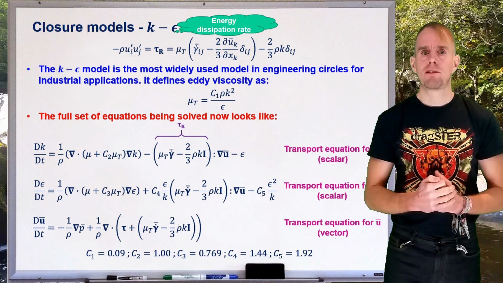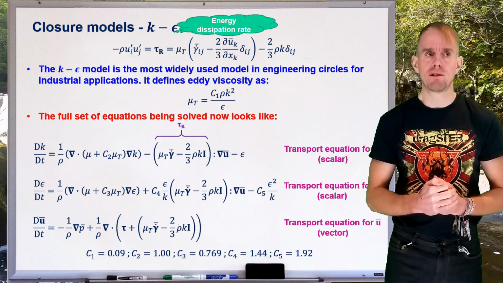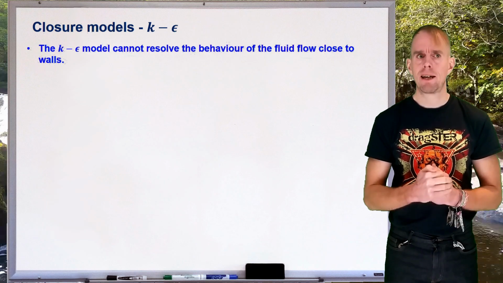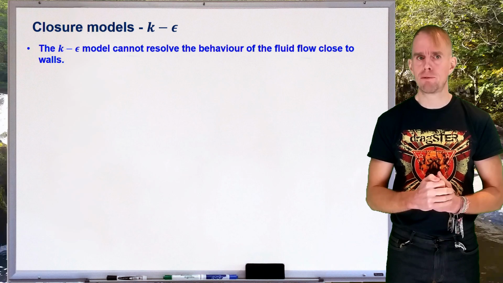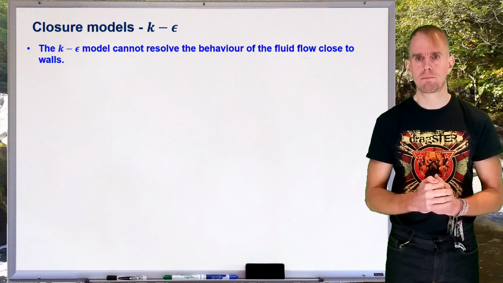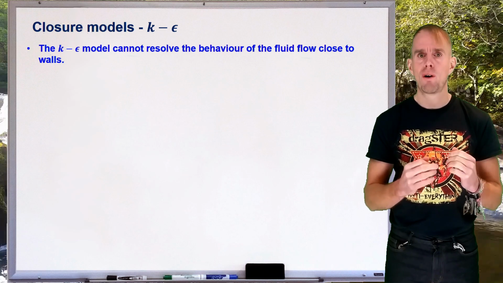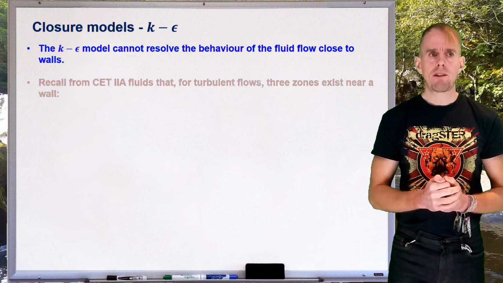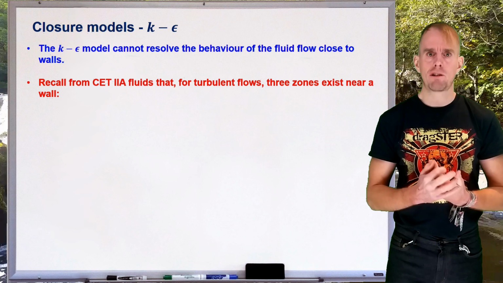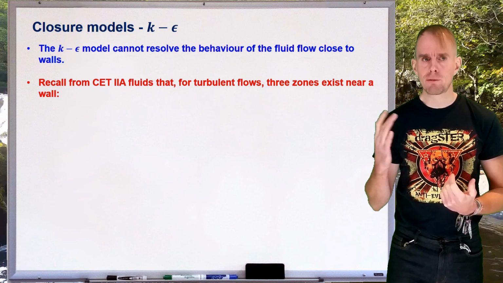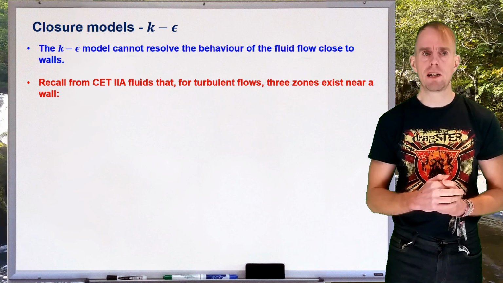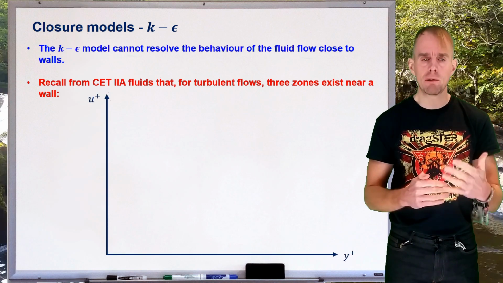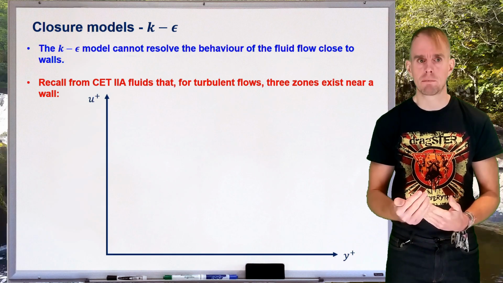Now there's a few subtleties about k-epsilon that we need to introduce. The key subtlety is that k-epsilon cannot resolve the behaviour of fluid flow close to walls. And what we mean by close depends on a type of approximation that we use. Now, let's think about flow next to walls for a second. In a previous fluid mechanics course, you will have seen that up to 3 zones can exist near a wall. And these zones were defined in the non-dimensional world.